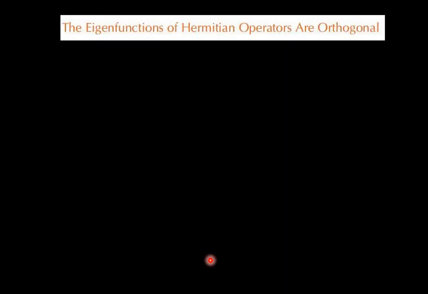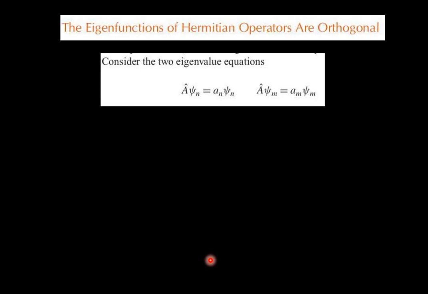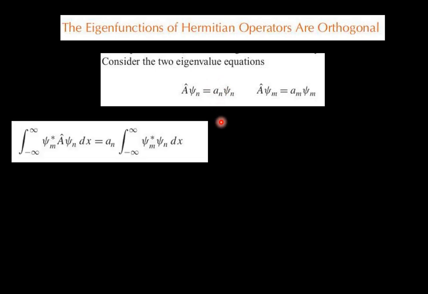The next slide is all about the property of Hermitian operators, and it says that the eigenfunctions of Hermitian operators are orthogonal. So we know what orthogonal means. Let us see how it can be proved. Suppose two eigenvalue equations, Aψn and Aψm. With the first one, we left multiply by ψm*, and then Aψn is an ψm*ψn.